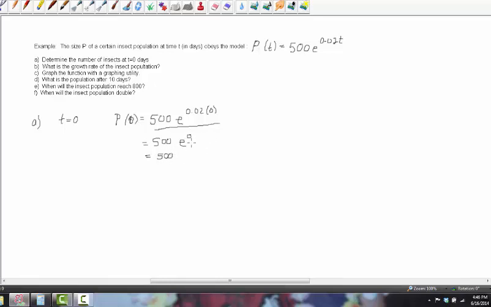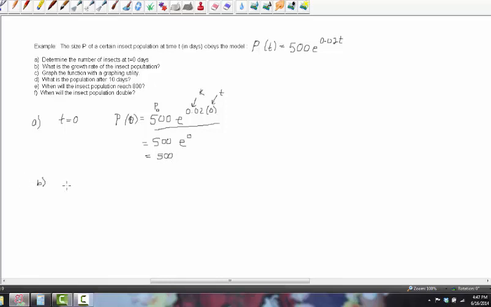Again, which makes perfect sense, because remember, in our original model, we would have P of t is equal to P sub 0, which would be your initial amount, times e to the 0.02, where 0.02 is the constant, and then we subbed 0 in for t. So when t equals 0, meaning at the very beginning, the population is 500.